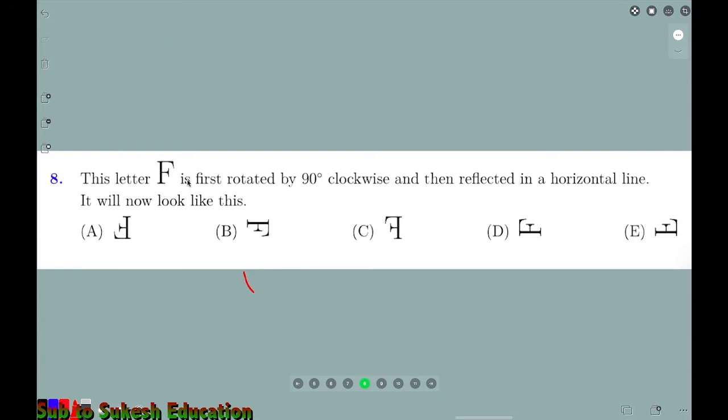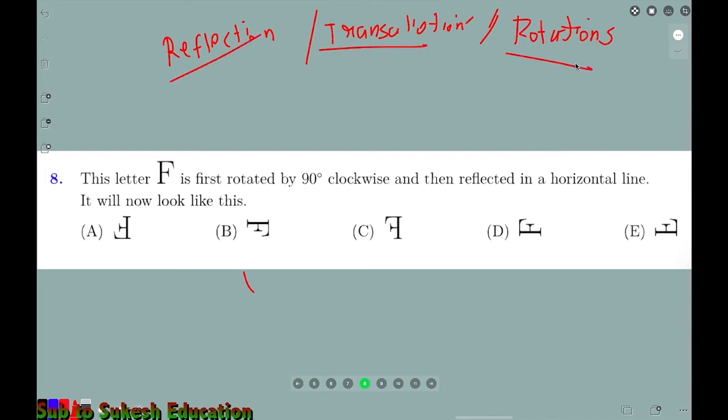So this letter F is first rotated by 90 degrees clockwise and then reflected in a horizontal line. It will now look like this. Okay, so guys, for this you need to understand the concepts of reflection, translations, and rotations, right?